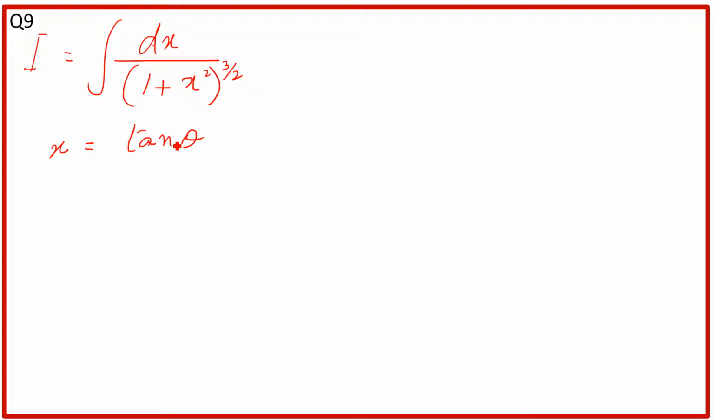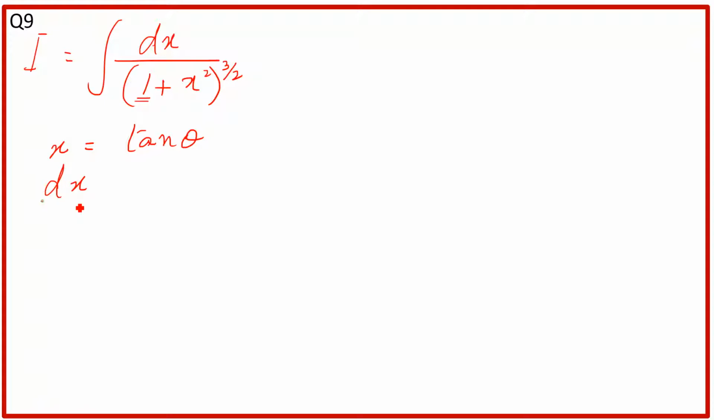Now the question arises: in the last question I said that x is equal to a sine theta, or a secant theta. Here it is only tan theta. Why? Because here the constant is 1. In the last question we had constant a. If you have a constant a, then you have to take a tan theta. If we have a constant b, then you have to take b tan theta. But here we have 1, so 1 does not make any difference. That is why x is equal to only tan theta.